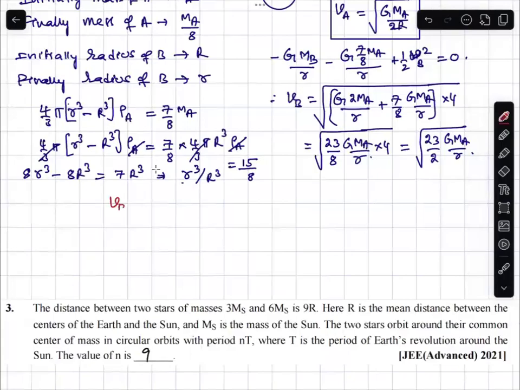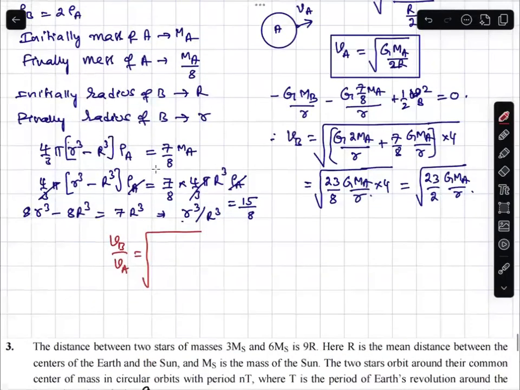Now VB by VA is under root. Are all G terms common? VB by VA will become 23 by 2 MA by R divided by MA by capital R. MA cancel. Till this point, any doubt? MA by 2R, this 2 also gets cancelled. 23 times capital R by smaller r.